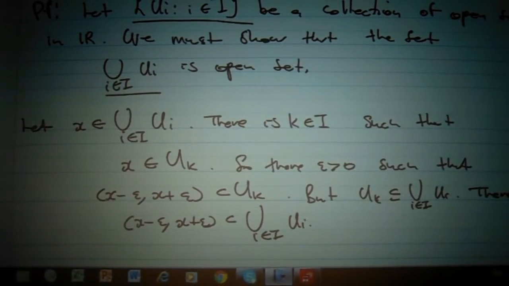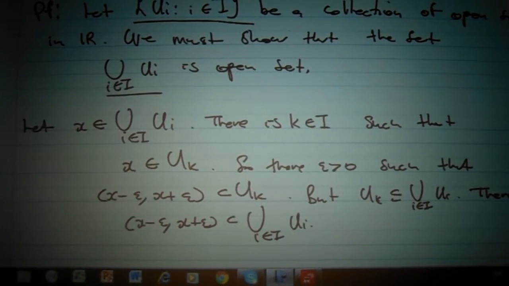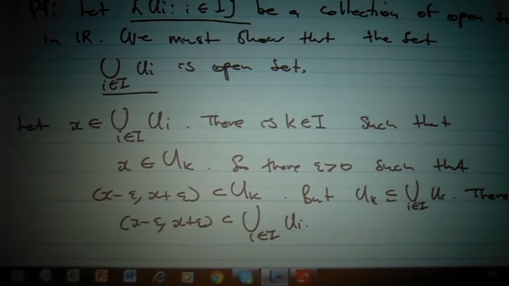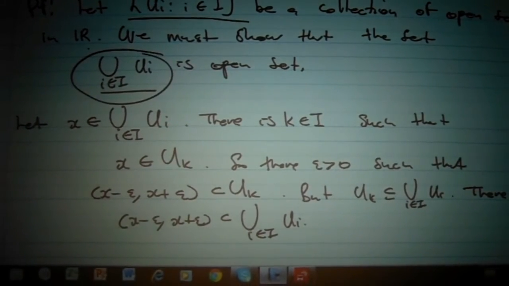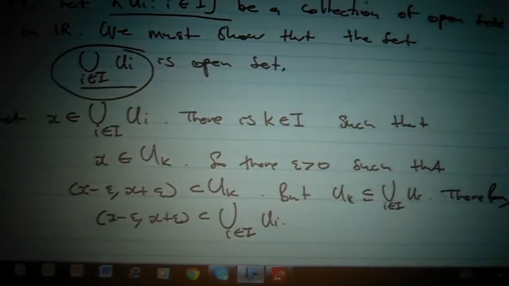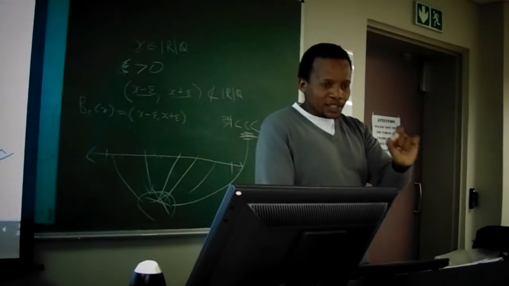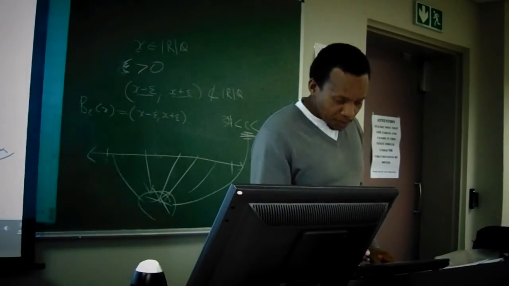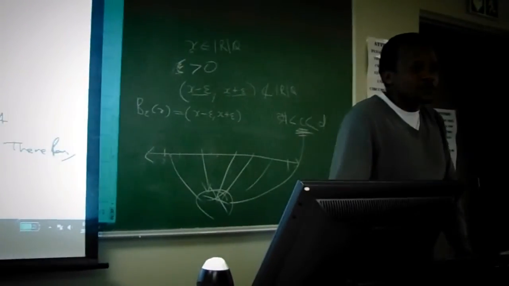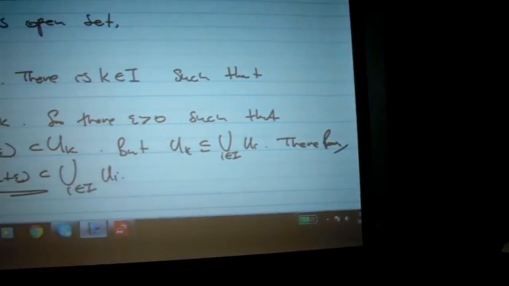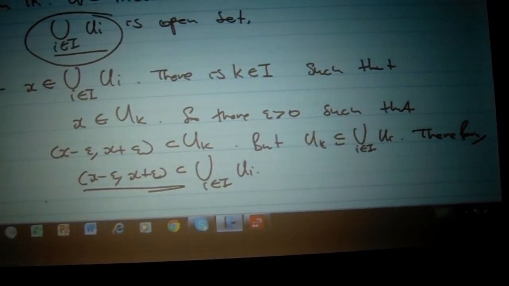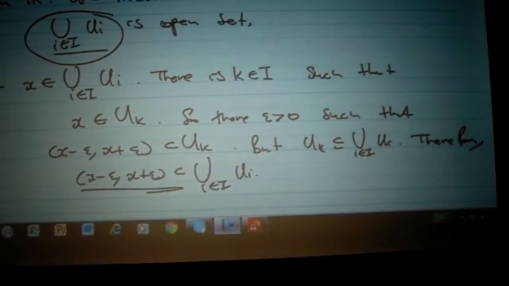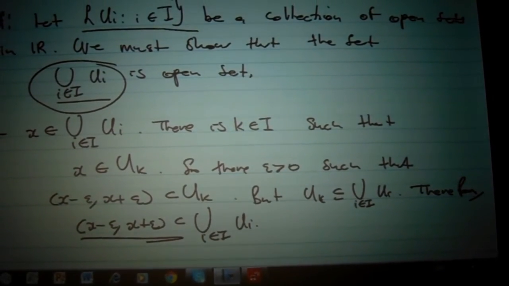You go back to your definition. The definition says that we want to show that this thing is open. But the definition says if we take x in this thing, we should be able to get epsilon so that we have this open set inside. So you always try to use your definition and some reasoning.